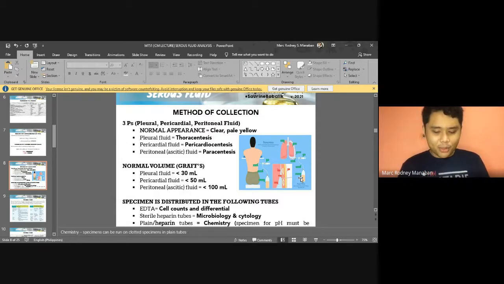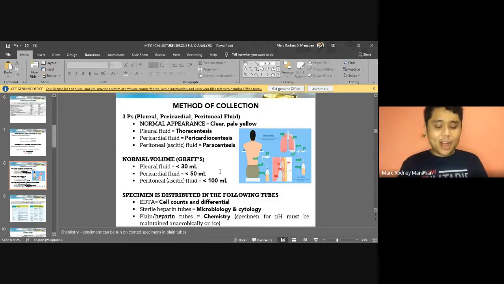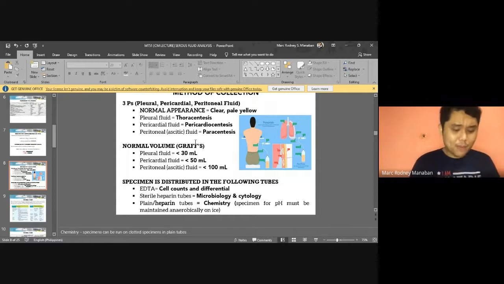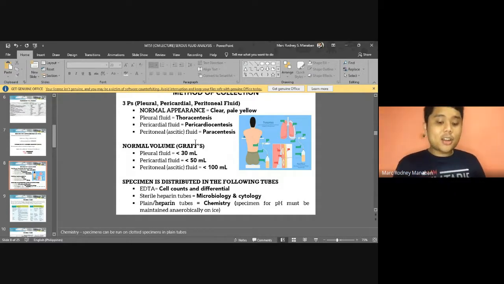Okay, so here's an example of your thoracentesis. Normal volume, that's from graphs. Pleural fluid is less than 30 ml. Pericardial is less than 50, and for peritoneal, it's less than 100. But during effusions, dears, pwede siyang moabot up to mga pila ka ml. Daghan yun kaayo, pwede ma-collect. Alright? So, di ka ma-problema. Okay? Di pareha sa ubang mga body fluids na medyo gagmay lang yun.